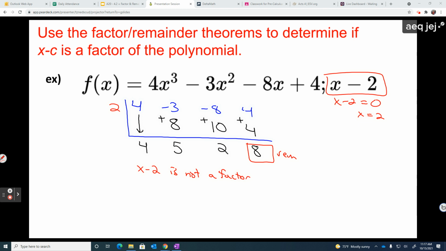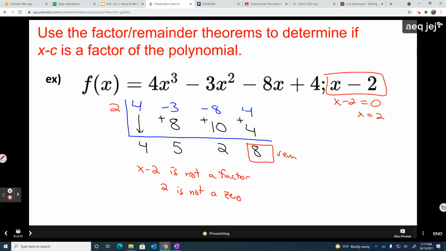It's also saying that 2 is not a 0. I can say both of those things. Now there is extra stuff you can do with this. You can then take what's left over and then do some more stuff. But for today, that's what we're going to stop at. Let's try another one.